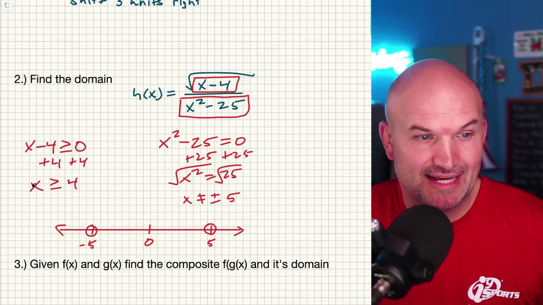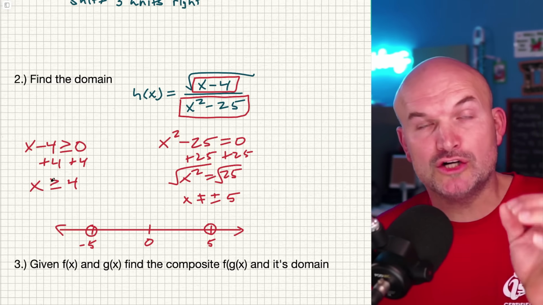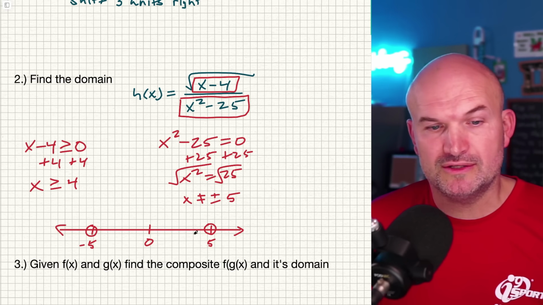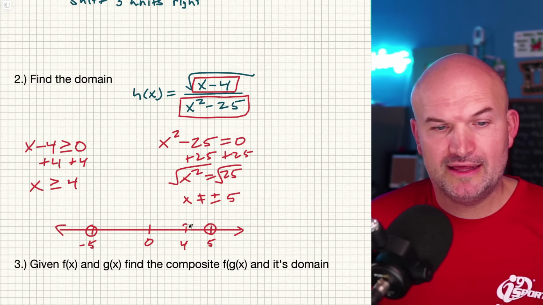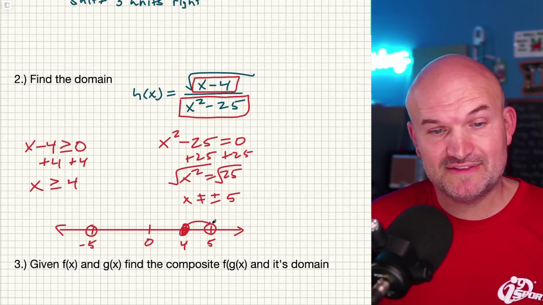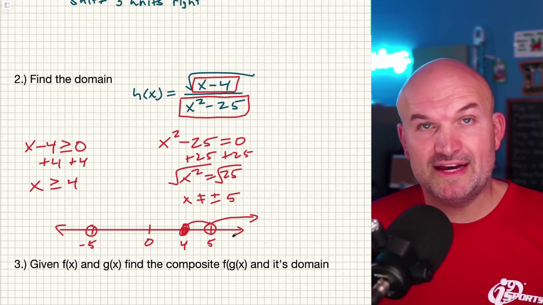But then it says my domain is going to be only for values that are equal to 4 or larger. So let's put 4 right here, and then we're going to do an included circle. It's going to go to 5, but we're going to have to skip 5. And then it's going to go all values over there.